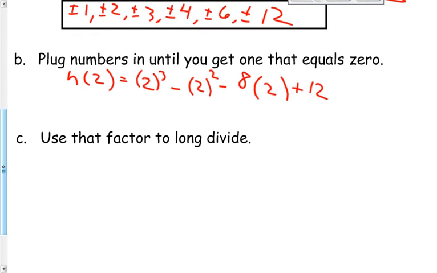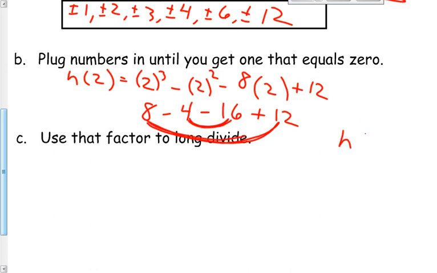So when I got this, I had 8. 2 squared is 4, so a negative 1 times 4 is a negative 4. And then I got a minus 16, and then a plus 12. And then as you can see, right here, 8 and 12 make 20. A negative 4 and negative 16 make a negative 20. So h of 2 gives me a 0. So if x equals 2, that means x minus 2 is going to be the factor.